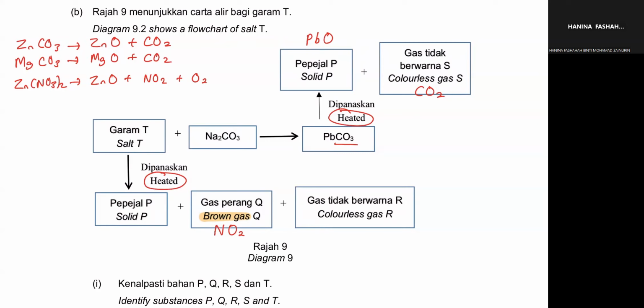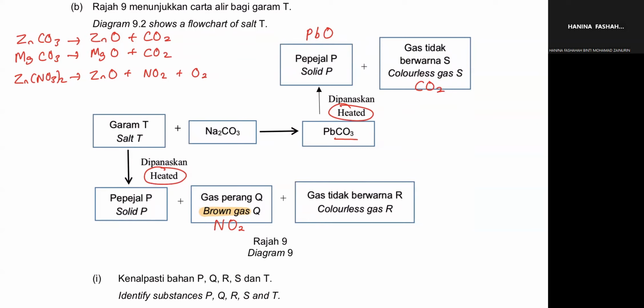I remember this. Nitrogen dioxide is a brown gas, always brown gas. That's why its partner is oxygen. If you recognize that, you already get 4 marks. And also this one is Pb, so we find out this is PbO. An example is magnesium nitrate: when you heat it, we will get magnesium oxide, nitrogen dioxide gas, and oxygen gas.